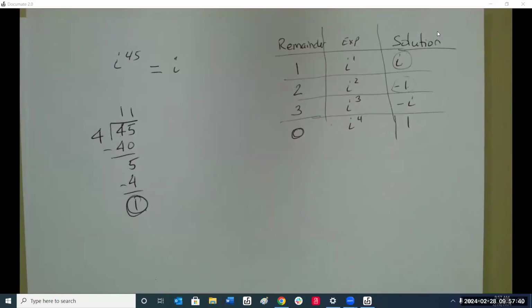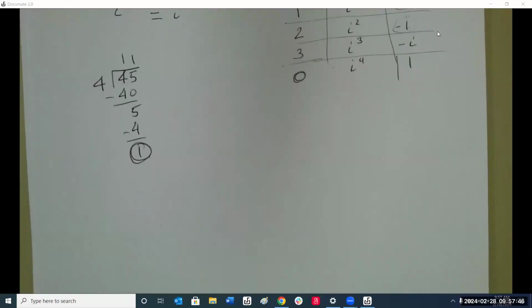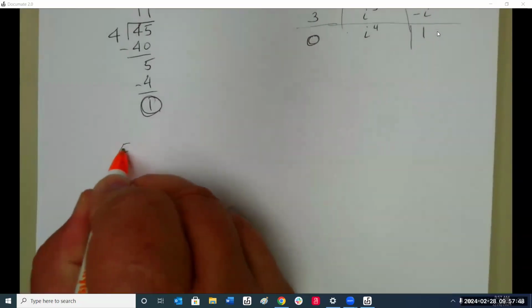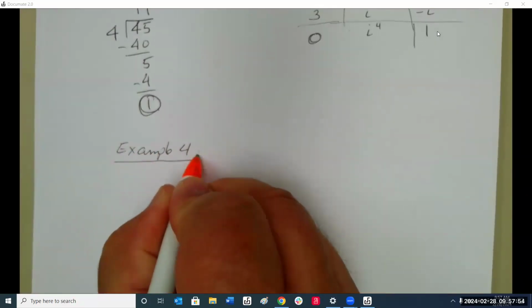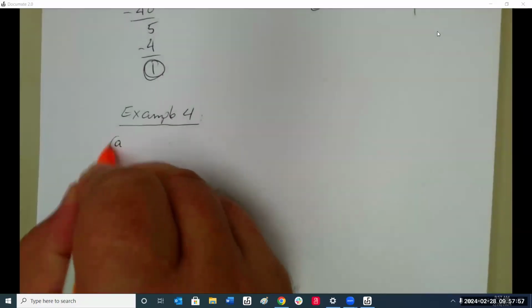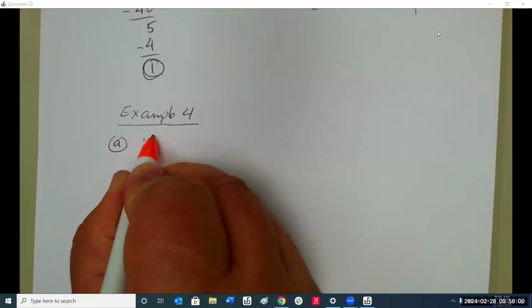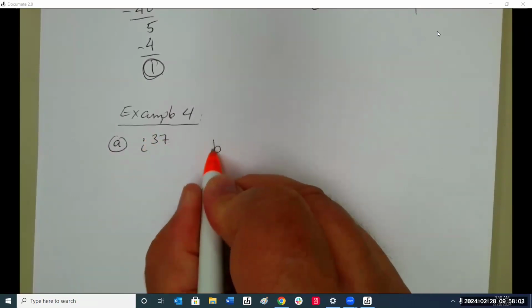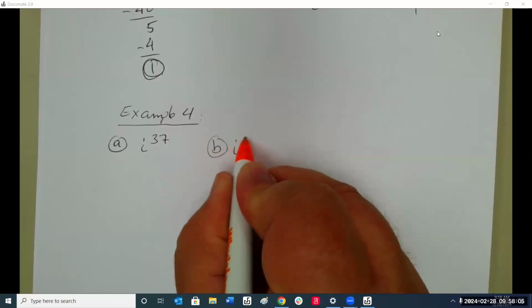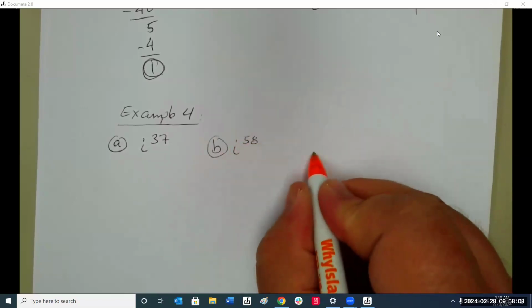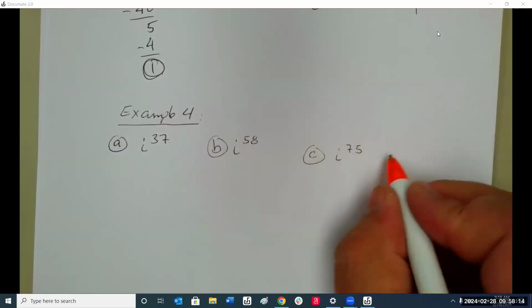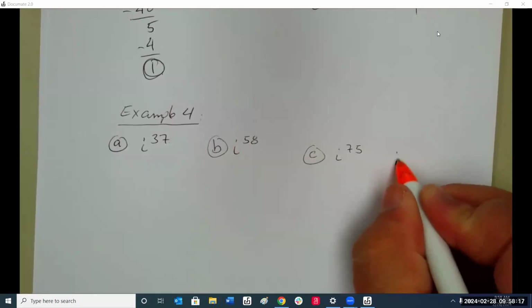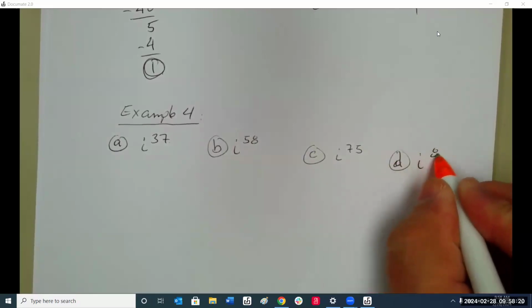Go to your example sheet, because we didn't do example 4 last time. Find I to the power 37, I to the power 58, I to the power 75, and D, I to the power 80.